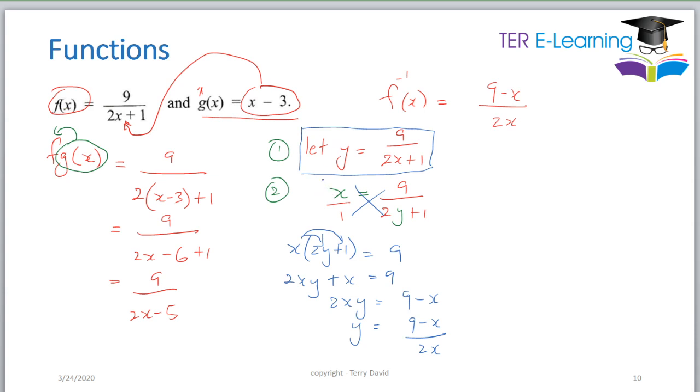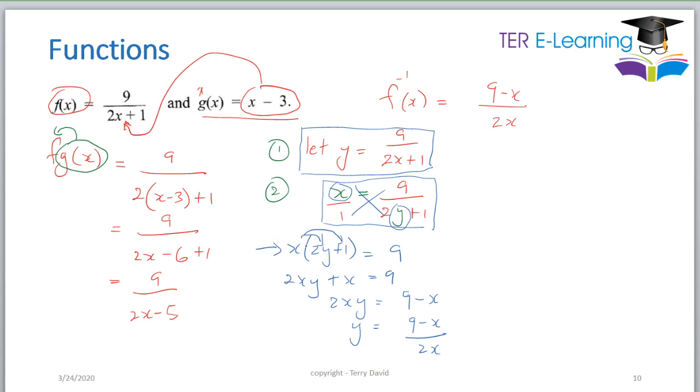So notice what I've done here. I have replaced or swapped x and y. That's what you're doing, right? So notice where this is and notice where this is. I've swapped x and y. And then in order to simplify or to make y the subject of the formula, what I've done is I have cross multiplied. When you cross multiply, right, you're going to get this.